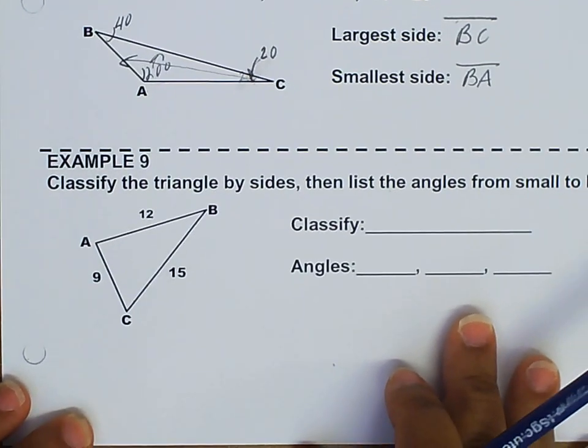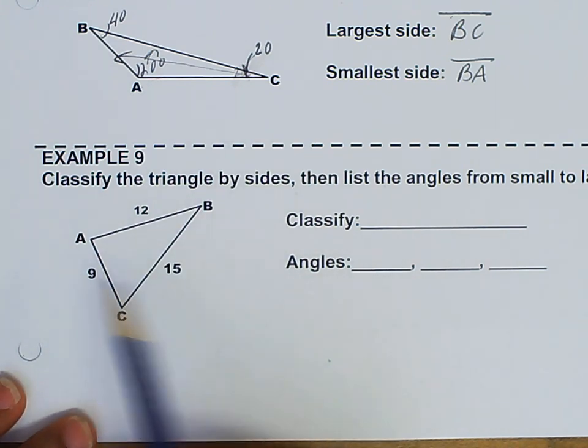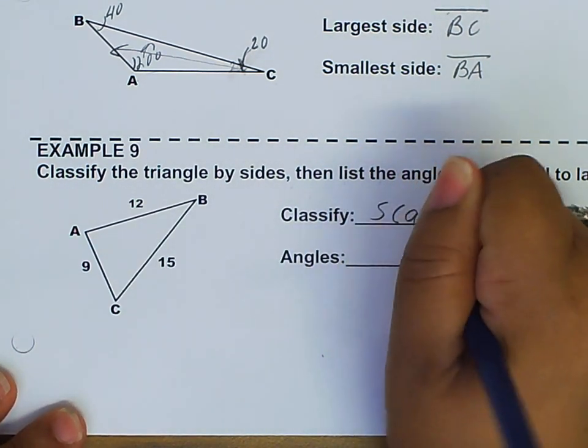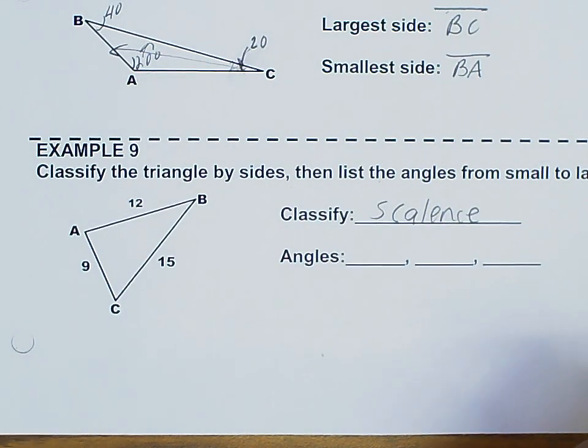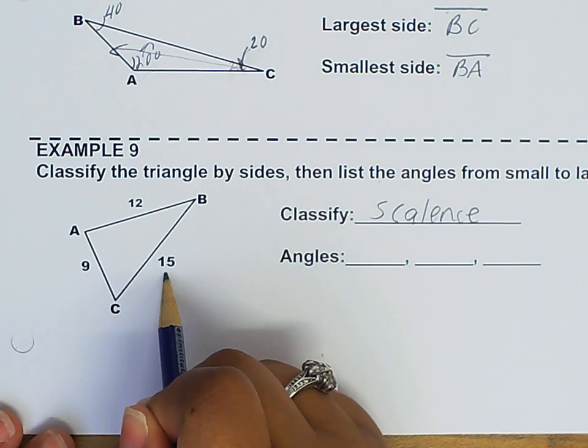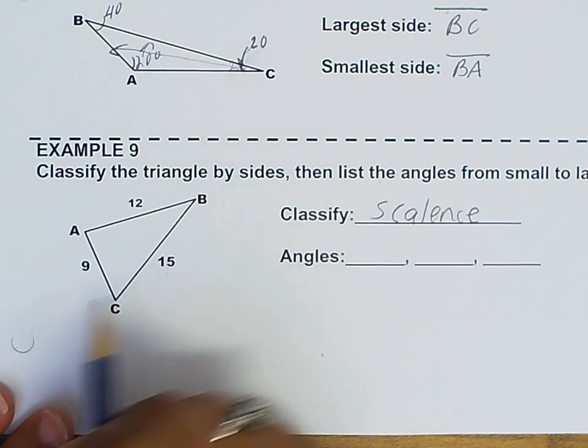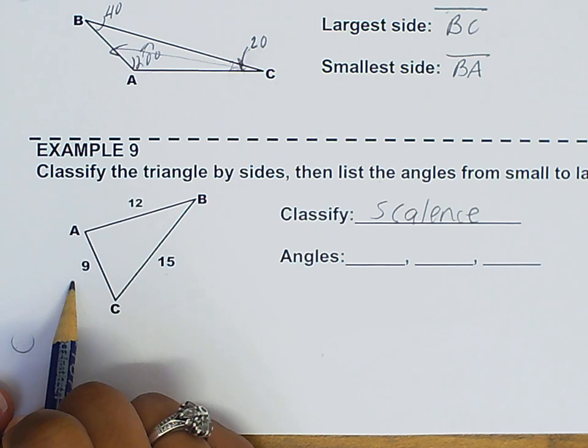All right, so first off, I can see all these sides are different, so we can say this is a scalene. All right, so we know that the largest side and angle go together. So if this is side 5, and we're going from small to large, so we don't want to go with that one. So let me start with the smallest side, which is 9.